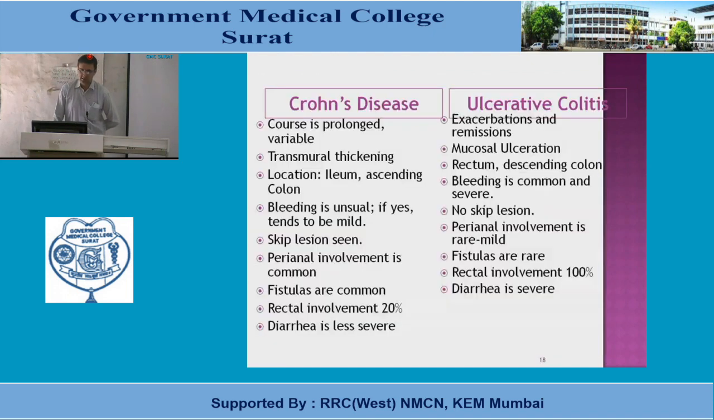Now the difference between Crohn's disease and ulcerative colitis. In Crohn's disease, the course is prolonged with transmural thickening, most commonly in the ileum and ascending colon, and bleeding is unusual. Skip lesions are seen and perianal involvement is common. Fistula is common, rectal involvement is less and diarrhea is less. While in ulcerative colitis, there is exacerbation and remission with mucosal ulceration, rectal bleeding is common, there is no skip lesion and perianal involvement is rare. Fistula is rare, while rectal involvement and diarrhea are common.